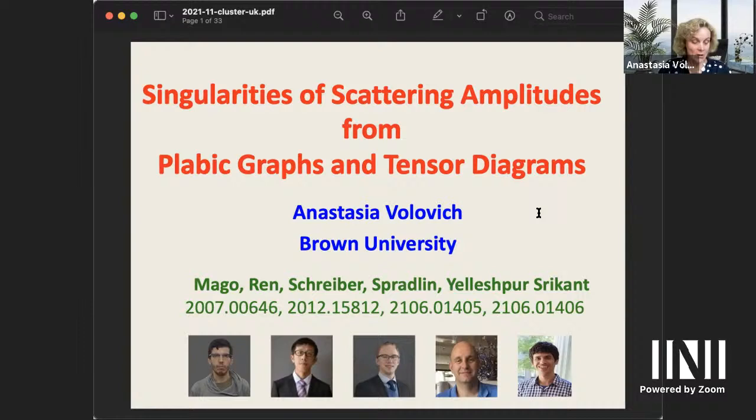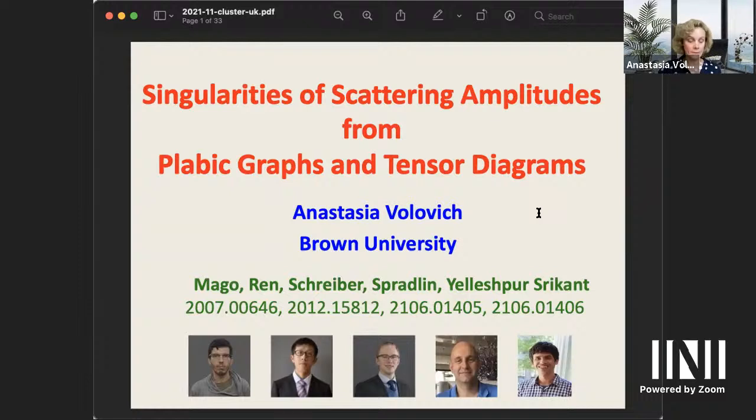his family live. So I'll tell you a little bit about the exciting connection between scattering amplitudes that we compute in physics and cluster algebras, which is the subject of this conference. Now, the focus of my talk today will be on the singularities structure of scattering amplitudes. And I will present some results from physics of what's known about these singularities.